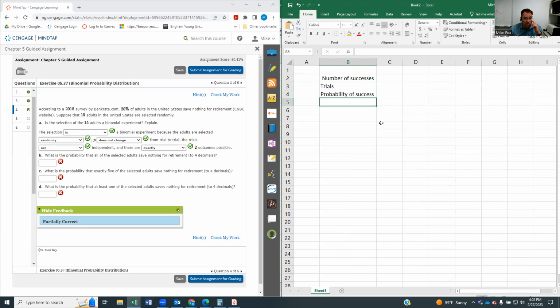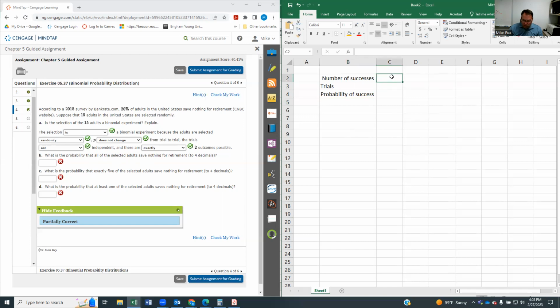All right, so let's take a look at what that means. It says, what is the probability that all of the selected adults are saving nothing for retirement? What's confusing about this term success is most of us wouldn't think it was a successful thing for adults to save nothing for retirement. But we have to define our successes. So this tells us that according to our survey, 20% of adults save nothing. So we're going to say saving nothing is what we call a success for this problem. So what is the probability that all of the adults save nothing?